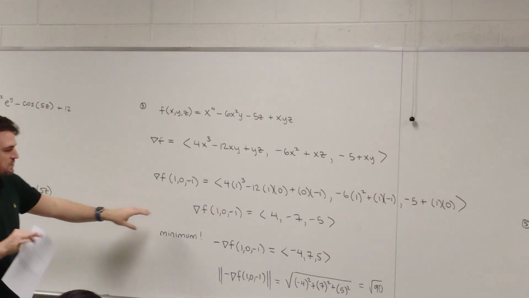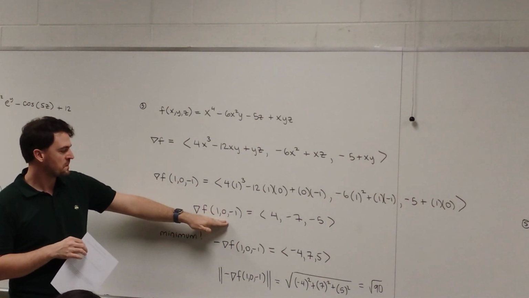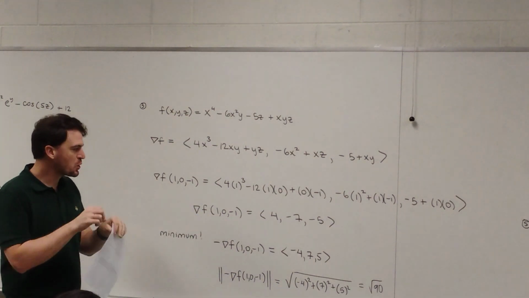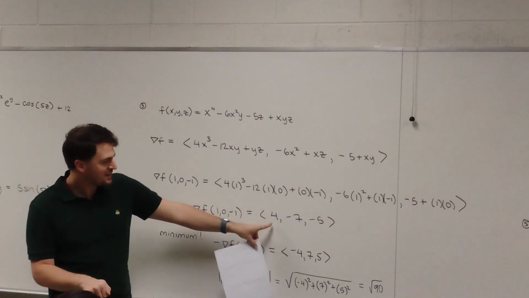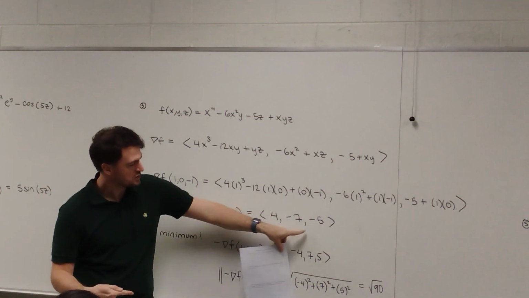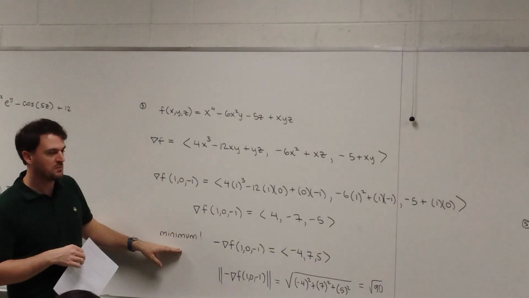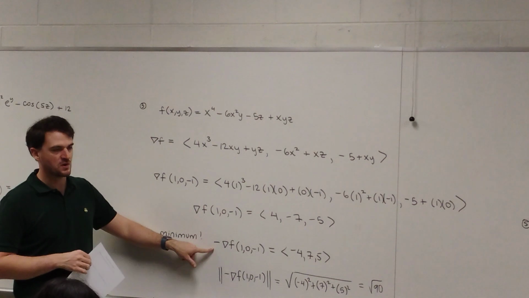Which again, let's just kind of pause and think about this. This is saying you're standing in a room. Again, you can think of this as the temperature example. When you go to the point 1, 0, negative 1, if you head in this 3D direction, that will point in the direction of maximum ascent. Well, if you want the minimum, it's just going to be in the opposite direction, so the negative of your gradient vector.